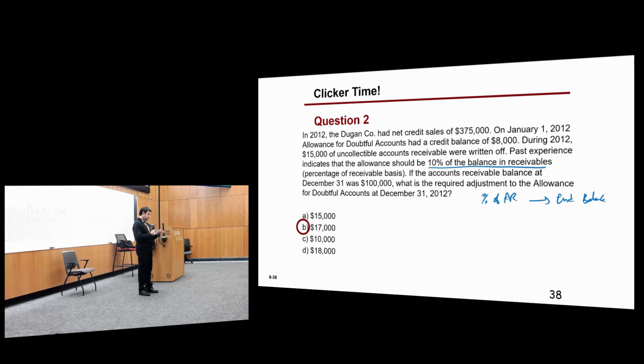Okay? So basically, they are asking you if the accounts receivable balance on December 31st was 100,000, what is the required adjustment to the allowance for doubtful accounts? We have doubtful accounts. The ending balance.